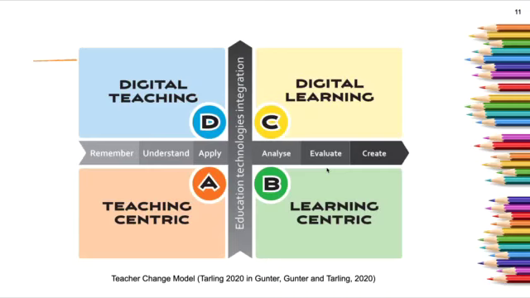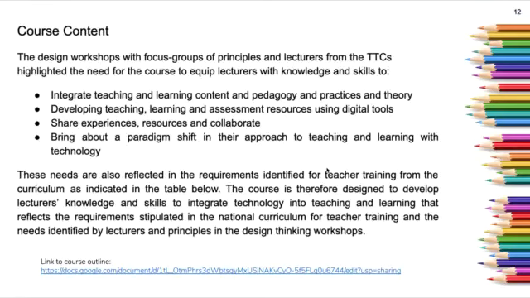So we move in two ways. So we improve the use of technology in teaching and learning, but at the same time, we're thinking about how can we use technology to actually not only support traditional teaching and learning, but also more learner-centric teaching and learning. So how can we all move into this quadrant C of this diagram? And the course content reflects exactly these kind of challenges.